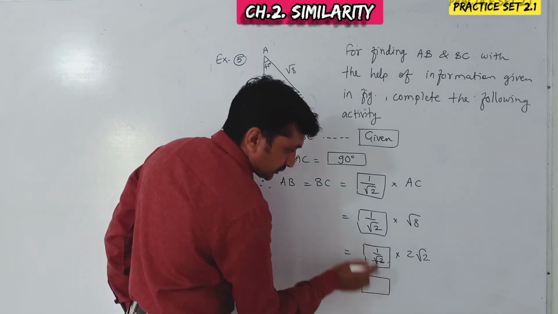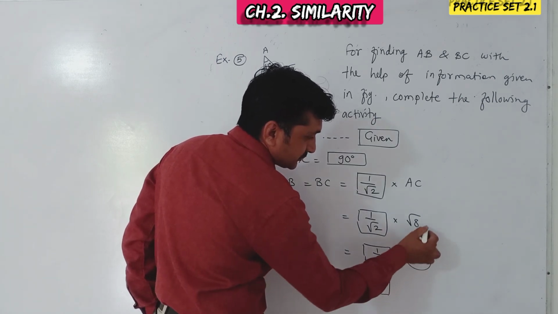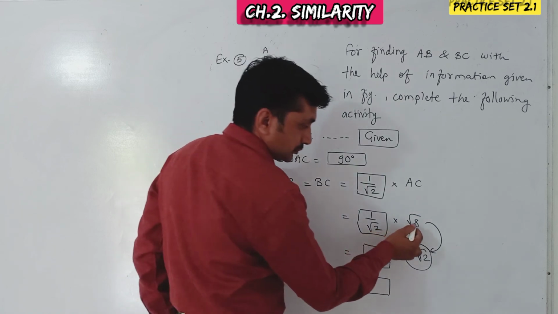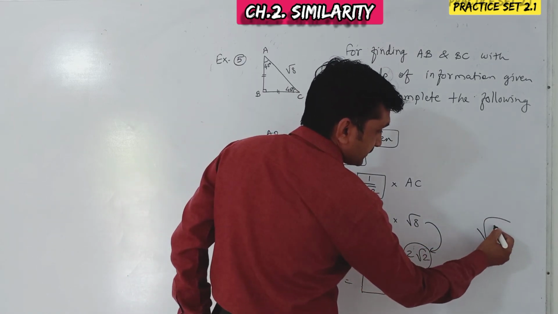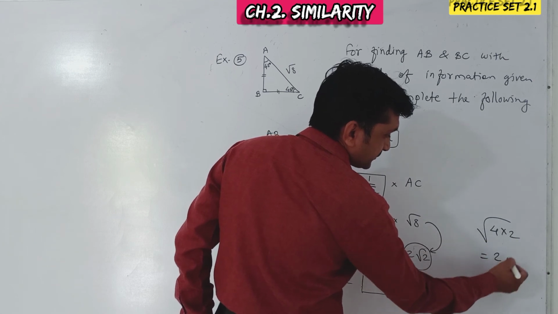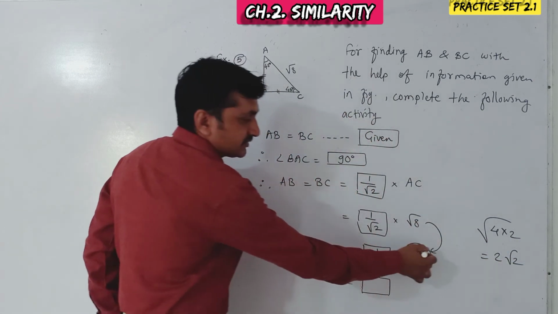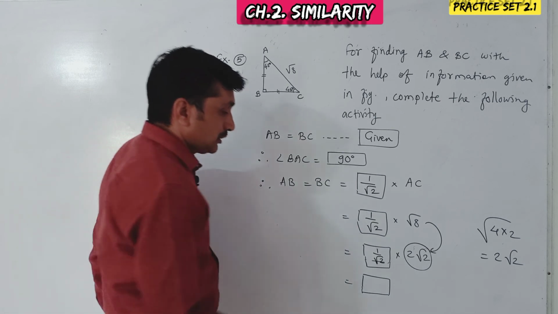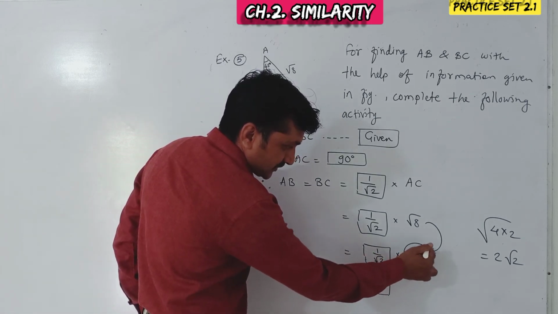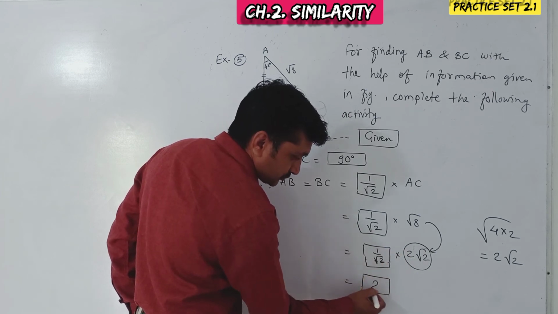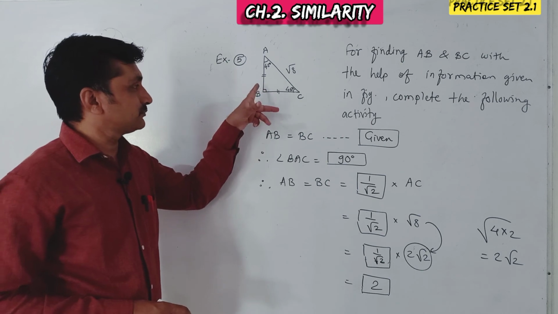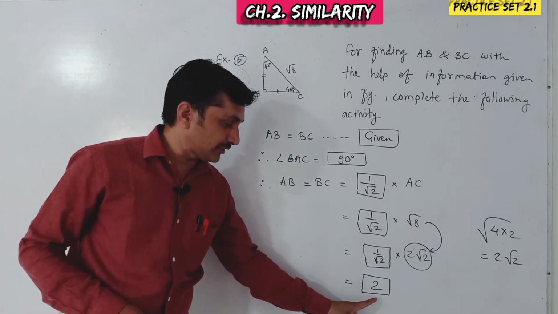How does this root 2 come? It is written by factorizing. Root 8 is written as root of 4 times 2, which is 2 root 2, and root 2 is a non-perfect square root. If it is written like this, same. Now the square root of 2 and the square root of 2 will cancel, and 2 ones are 2 is the answer. Both values we get the same, and the length of this side is 2.